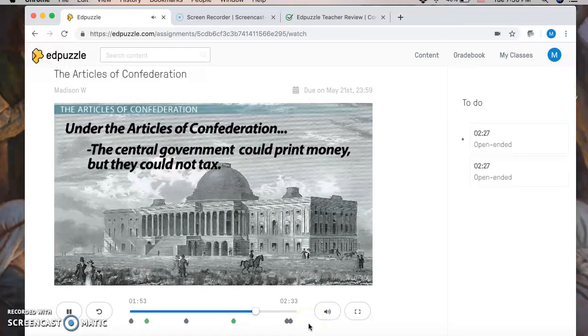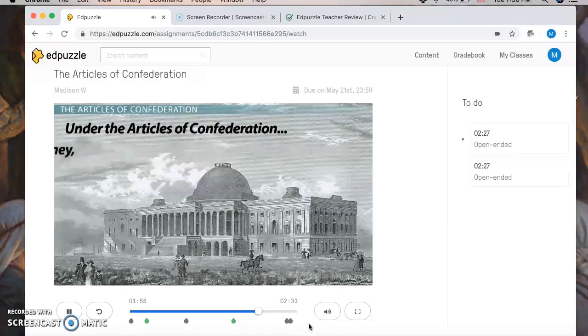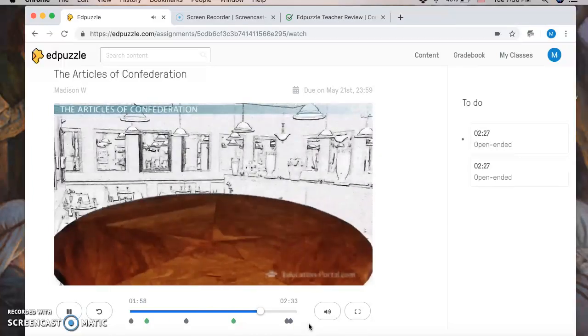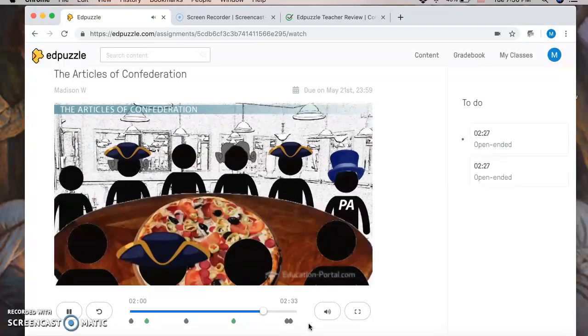The federal government could request that all the states pay their fair share, but that is like all of your friends that go out for pizza. Pennsylvania's a super cool and super nice guy, but he always leaves his wallet at home.